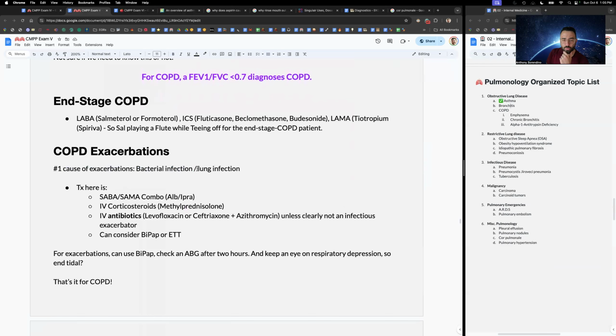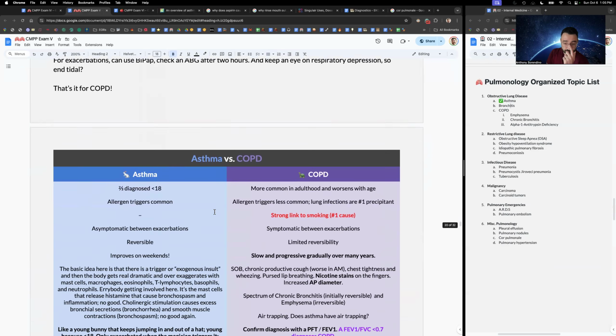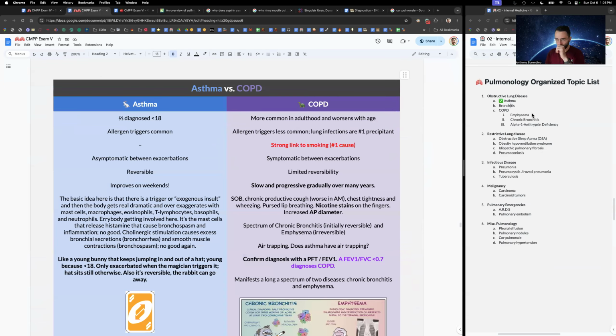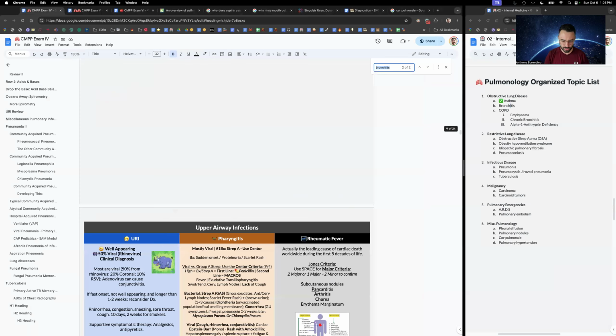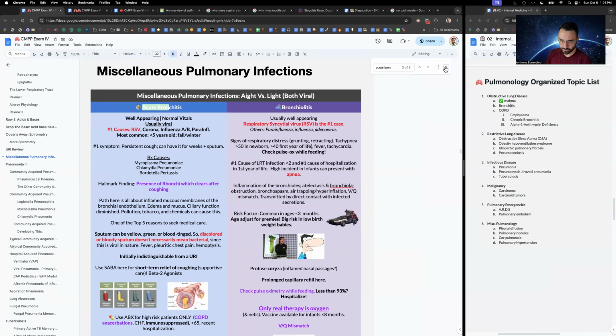Whereas asthma was more of a viral infection, COPD is going to be more of a bacterial infection that is going to exacerbate that. This is just asthma versus COPD, whatever. So since bronchitis is on here, I think we talked about that here. So here's acute bronchitis.